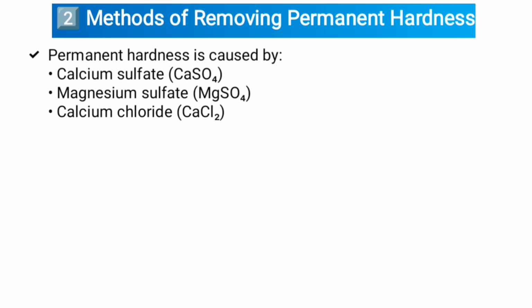Now the second one, methods of removing permanent hardness. Permanent hardness is caused by calcium sulfate, CaSO4, magnesium sulfate, MgSO4, and calcium chloride, CaCl2. Now we study methods through which we can remove permanent hardness of water.